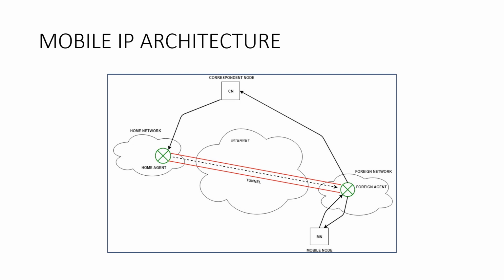So this is the function of the mobile IP architecture. We have defined the role of a mobile node, home network, foreign network, the correspondent node, as well as the process of tunneling.